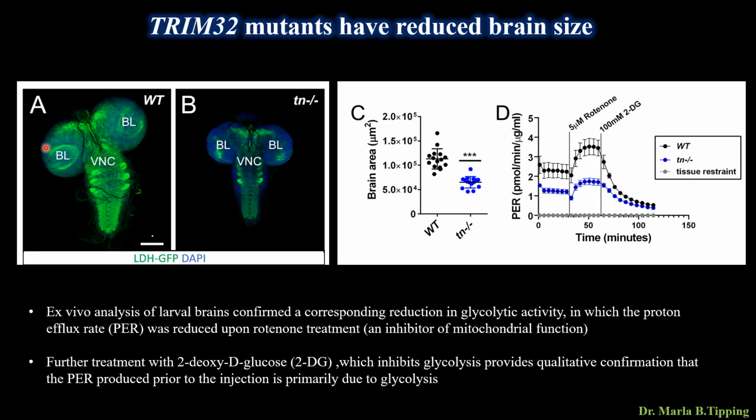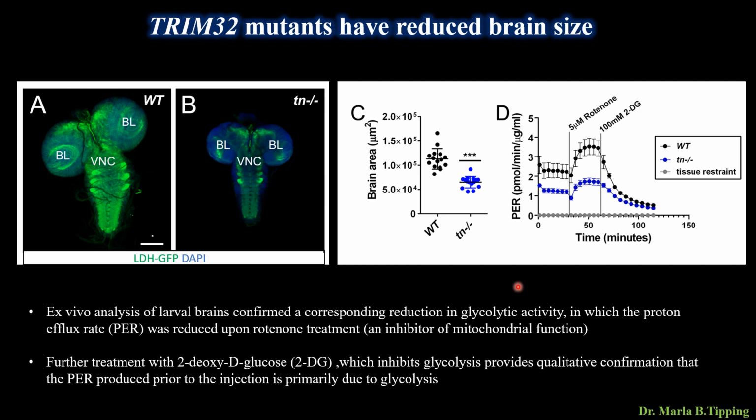The Drosophila larval brain comprises two brain lobes and one ventral nerve cord. By just looking at the image, you can see there is a significant reduction in the size of the TRIM32 mutant brain as compared to wild type, which is also depicted here in a scatter plot. When we measure the brain area, we find that there is a significant reduction in the area of the mutant brains. So just like muscles, we decided to analyze glycolysis in the larval brains, and we made use of PER assays. PER stands for proton efflux rate.